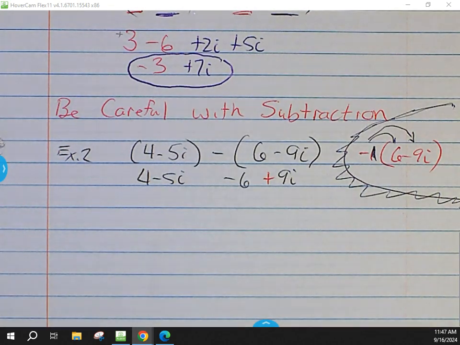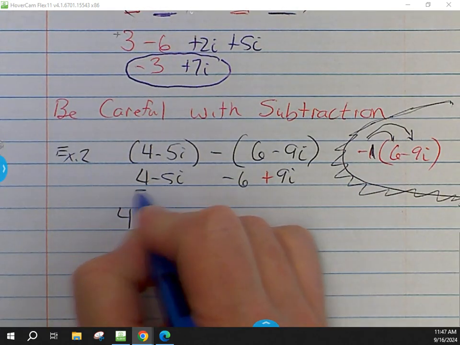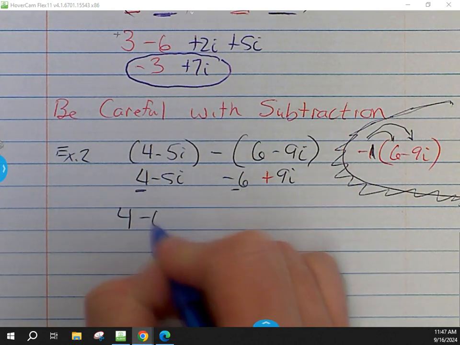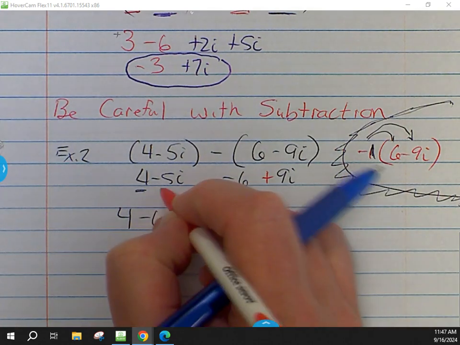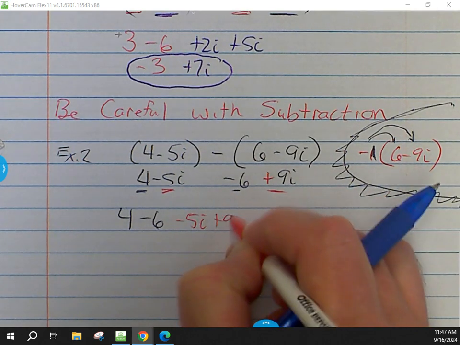Okay, and it's only the one on the right side. Once you change those signs, now you're basically back to doing addition. You can pull out the whole number part. We've got a 4 and then a negative 6. You've got the minus 5i and now a plus 9i.